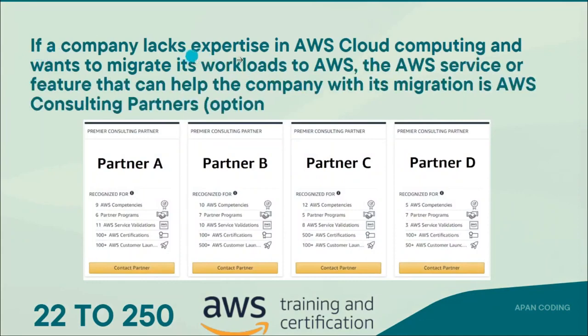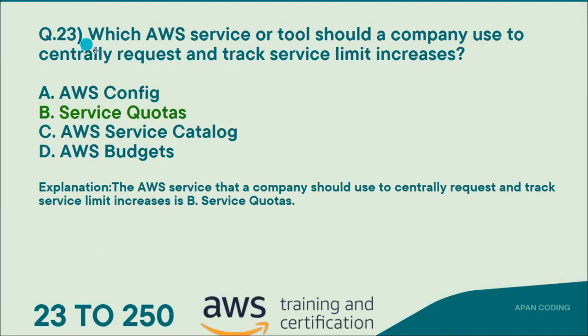If a company lacks expertise in AWS cloud computing and wants to migrate its workloads to AWS, the AWS service or feature that can help the company with the migration is the AWS consulting partners. Option B is right. You can see here the different types of partnerships. Thanks, friends. Question number 23 asks which AWS service or tool should a company use to centrally request and track service limit increases. Which service, friends? The service is Service Quotas.